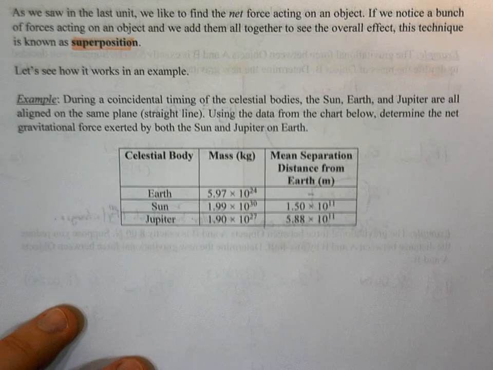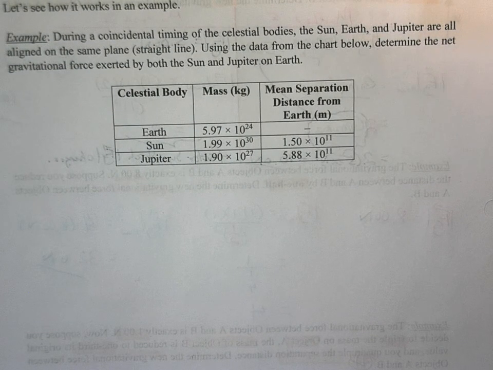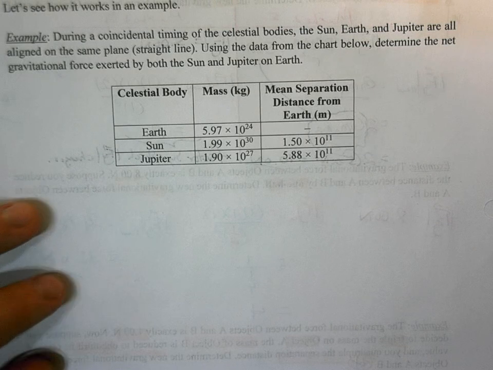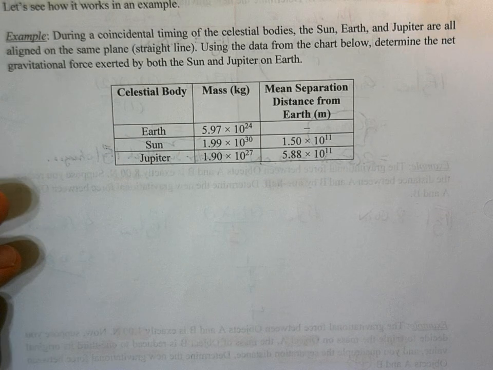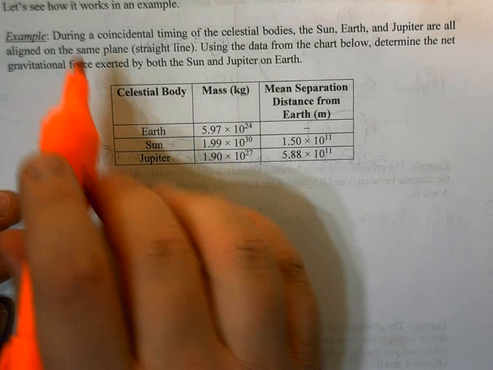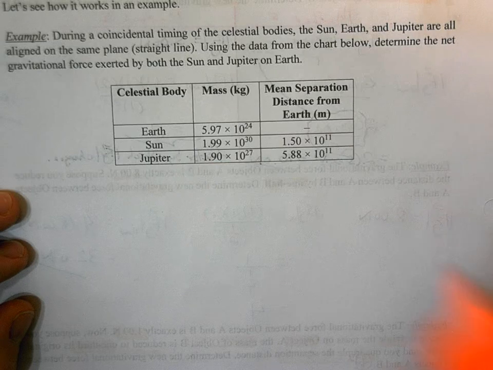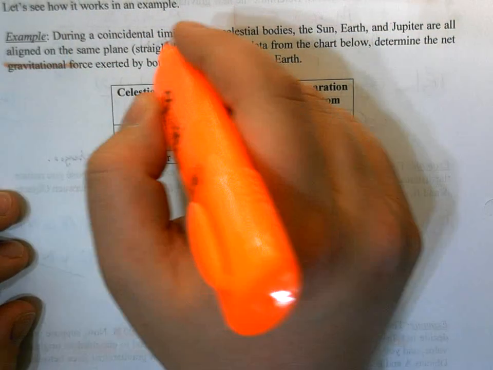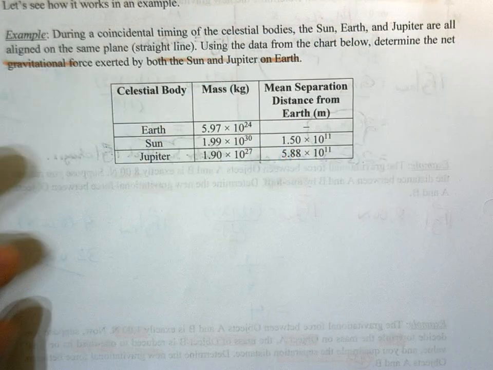So we're going to see how we can do Newton's law of universal gravitation in the context of more than 2 objects interacting. So we have a coincidental timing of the celestial bodies. We've got the Sun, Earth, and Jupiter. They're all aligned in the same plane, so they're going to form a straight line. We're going to use this data from the chart below. We want to find the net gravitational force exerted by both the Sun and Jupiter on Earth.